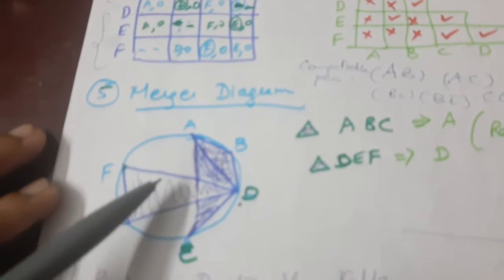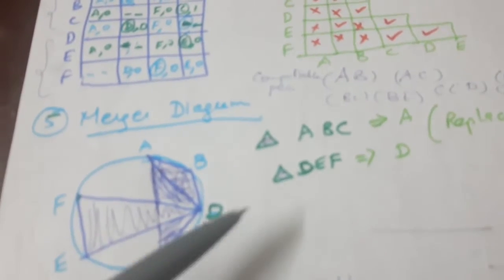These pairs are compatible. So to draw your merger diagram, take a circle. How many states? A, B, C, D, E, F. You write down in a clockwise direction, one after the other. I have interchanged, but please don't interchange. So A, B, C, D, E, F.